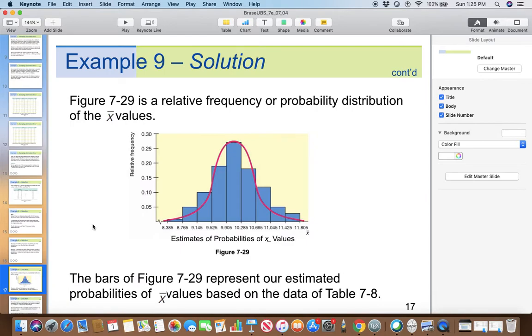Now here are the 9 classes drawn. Notice they are more or less symmetric. So these are estimates of probabilities of X bar values, and this is the relative frequency. The bars here represent our estimated probabilities of X bar values.